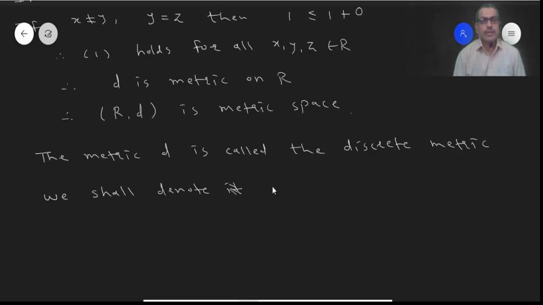We shall denote the metric space, the ordered pair (R, D), by R_D.